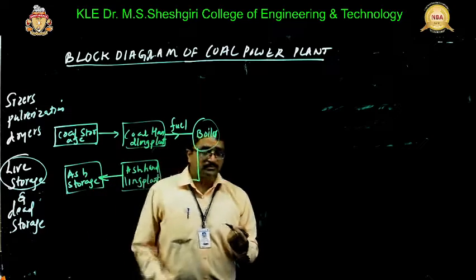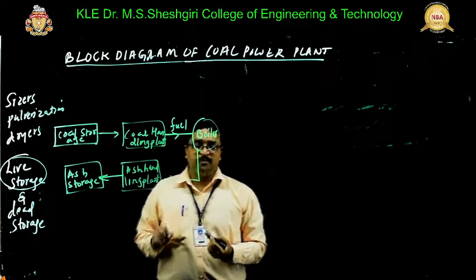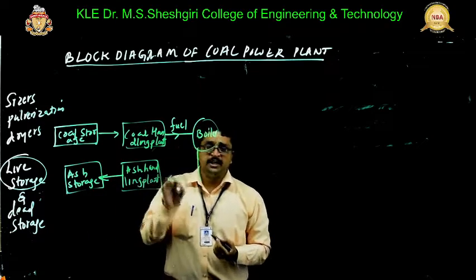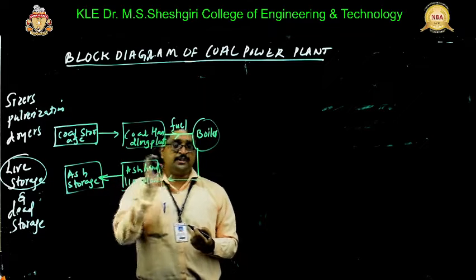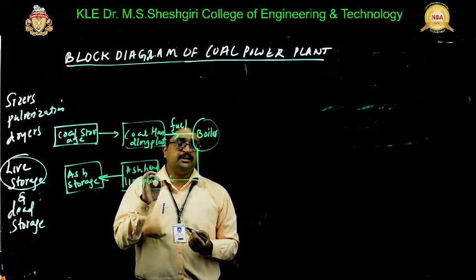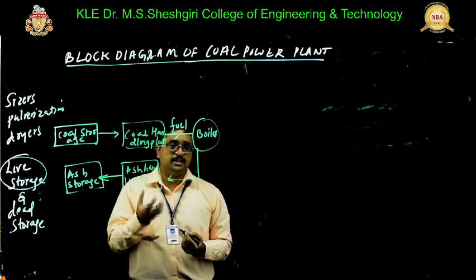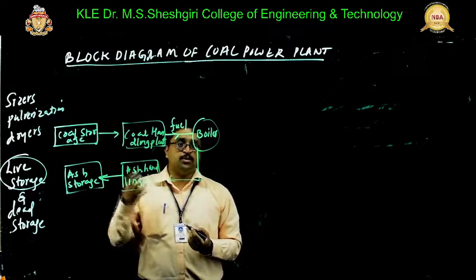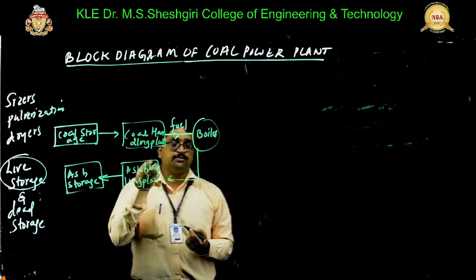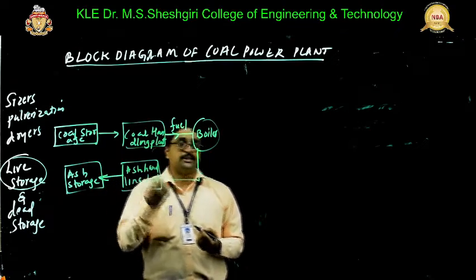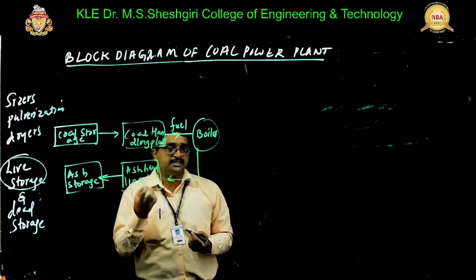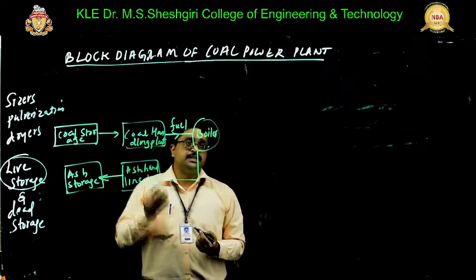Now, a boiler basically has three types of supply. The first is air supply, which is to be given for the proper combustion of the coal. Then the fuel, the coal which you are feeding into the boiler. And finally we need to give the water, because the water is converted into steam.